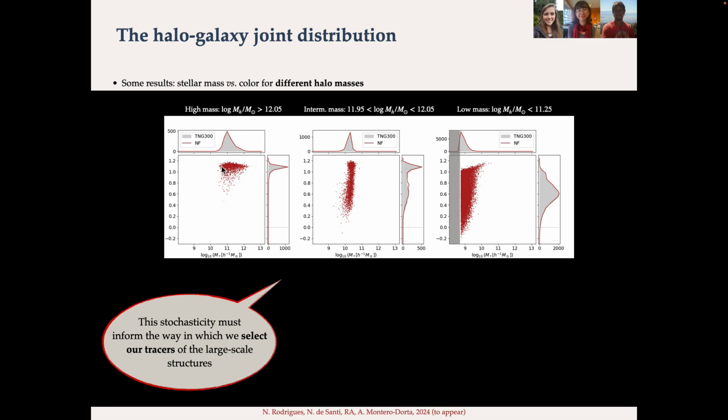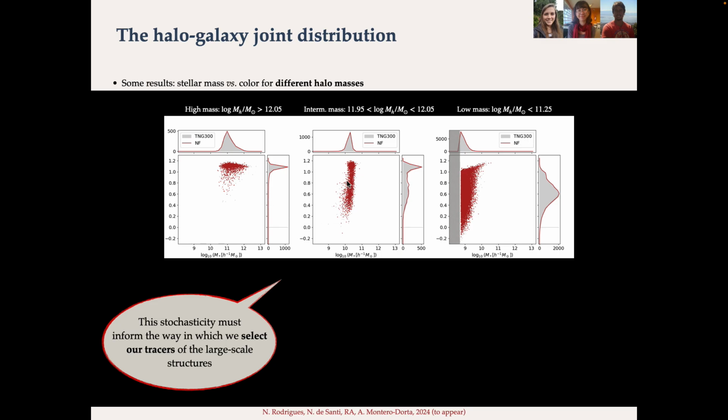The scatter is more in the mass than in the color because they are basically passive. They are as red as they can be. But the mass range still varies by basically 2 orders of magnitude here. And that's what you have. You can have central galaxies which have 10 to the 10.5 to 10 to the 12.5 solar masses there.